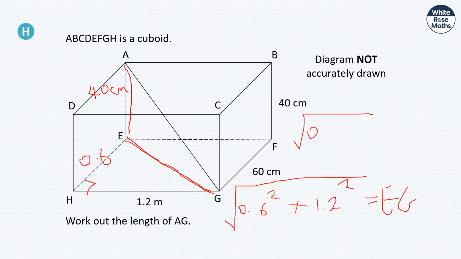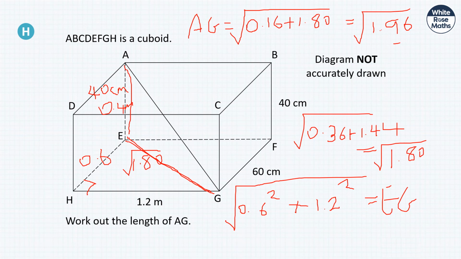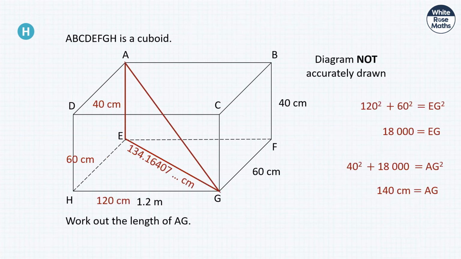Okay, so that'd be the square root of 0.36 plus 1.44. So that'd be the square root of 1.8, if I'm not mistaken, or 1.80. Okay, that will be 0.4 in meters. Okay, so AG will be the square root of 0.4 squared, so that'd be 0.16, plus 1.80. So that'd be the square root of 1.96, which if I work it out, I get 1.4 meters or 140 centimeters. Okay, either answer would suffice. There we go.